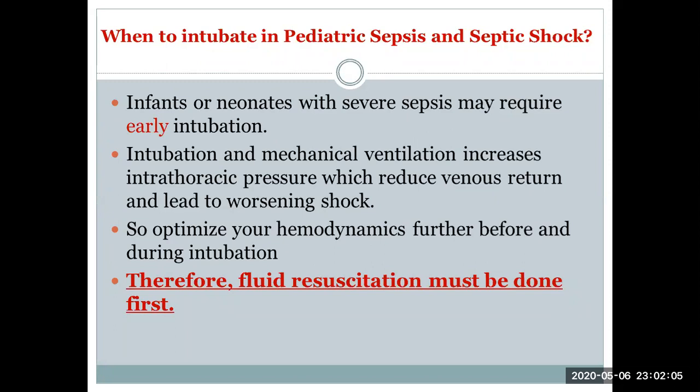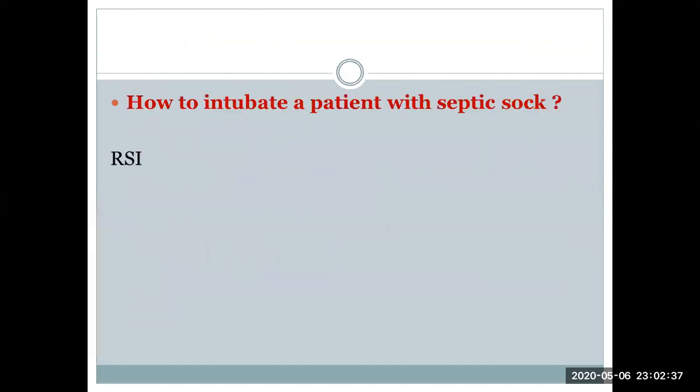When you get a shocky patient in the emergency, let's say, start with your fluid while you are preparing your intubation. The priority should be for the circulation first, and the airway second. Or let's say it is simultaneous work as a teamwork of resuscitation, but keep in mind that the hemodynamics will worsen during the intubation and the positive pressure ventilation, so optimize it further before attempting to put a tube down the throat of that patient. Clear? Okay, what is the method to be used in a patient with septic shock? It's RSI, rapid sequence intubation.